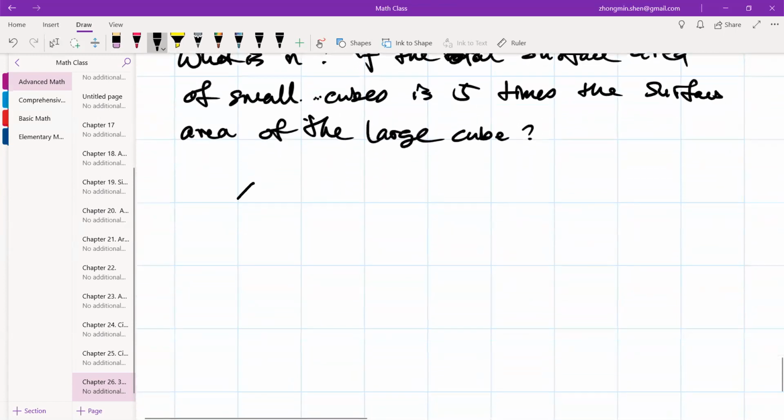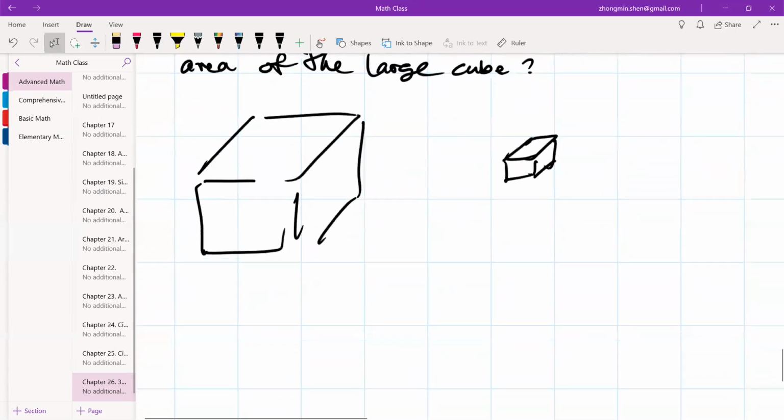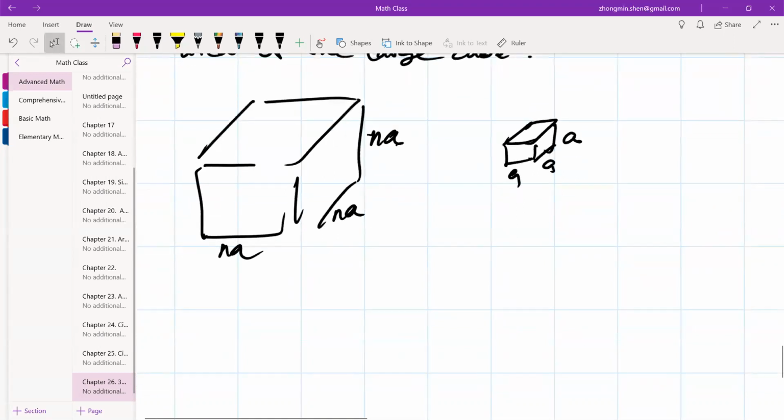Okay, so this is a cube, right? And this is a smaller one. Let's assume the smaller one has edge length a, and the larger one here is n times a, n times a, n times a, because you cut them into n pieces. So the surface area here is 6 times (na) squared. That's the original one.